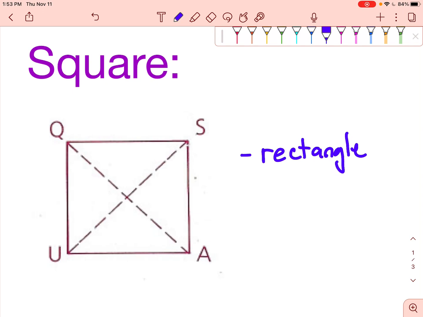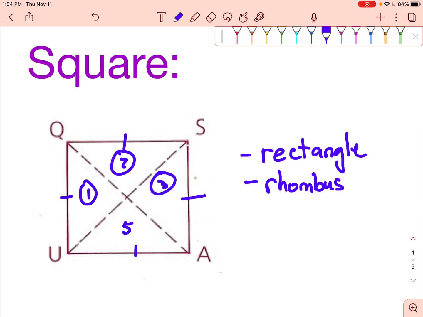All of the properties of a rhombus also happen in a square. So all 4 sides are congruent, and these are split up into 4 congruent right triangles.